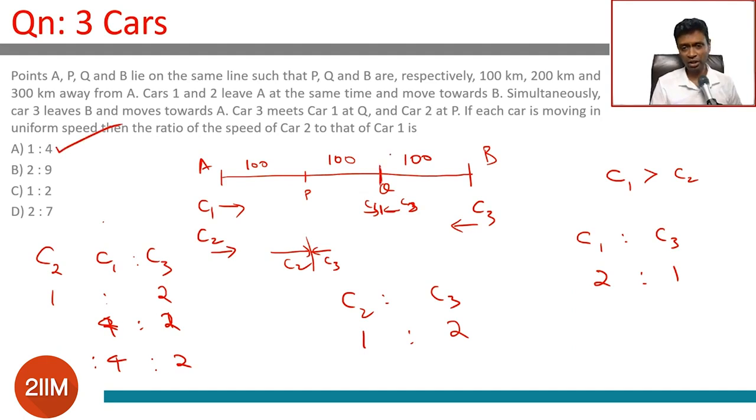These two meet here, ratio of the speeds is 2 is to 1. These two meet here, ratio of speeds is 1 is to 2. So once you know the ratio of the speeds between 1 and 3 and 2 and 3, you can find the ratio between 2 and 1. Very simple question. We don't need a heavy duty speed time distance. We're just simply thinking of it as ratios, nothing more than that.